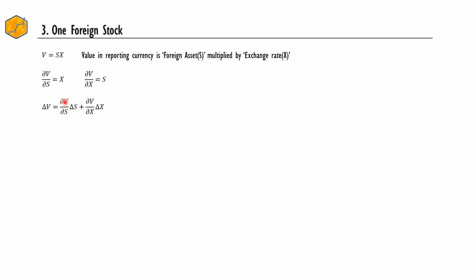So this is my expression from the Taylor series. You just plug and play. In place of del V by del S, I put X. In place of del V by del X, I put S. I get this. Now, we don't stop here.